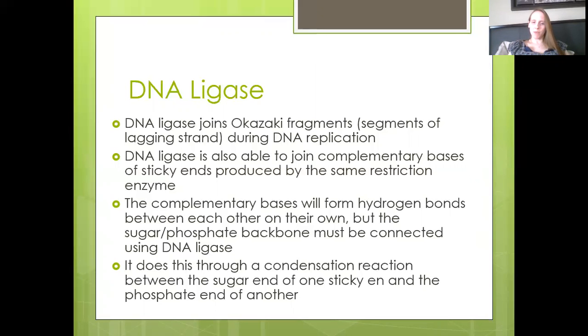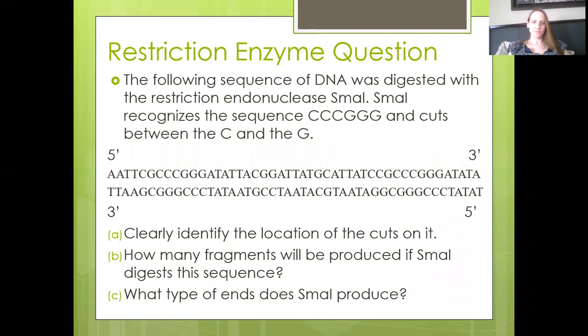The complementary bases will naturally hydrogen bond with each other, but the backbone will not rebond, because that's a covalent bond, without the DNA ligase. That is a condensation reaction, by the way, that takes place. So an OH is taken from the sugar and an H is taken from the phosphate, and water is removed, and that's where the bond forms.